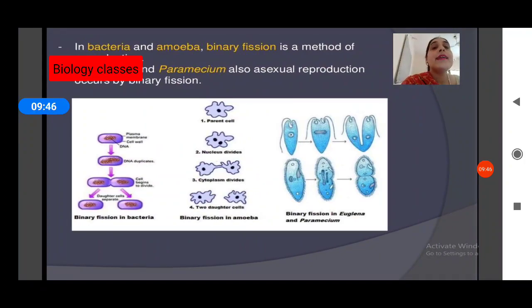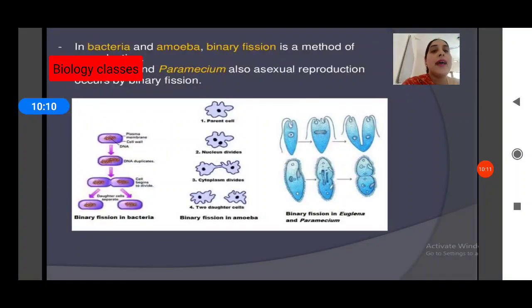In the next slide, it shows binary fission. You have learnt in 10th class that fission is a process of asexual reproduction in which the body of an organism is split into two or more organisms. It is divided into binary fission and multiple fission. Here are examples of binary fission: bacteria, amoeba, euglena and paramecium. They show binary fission.